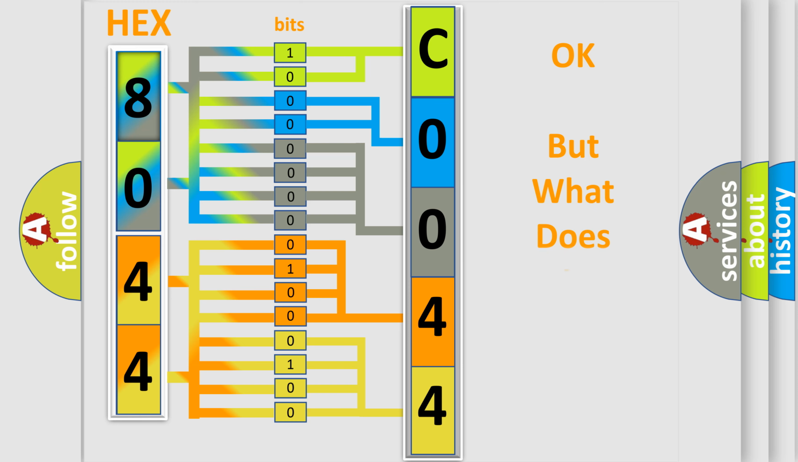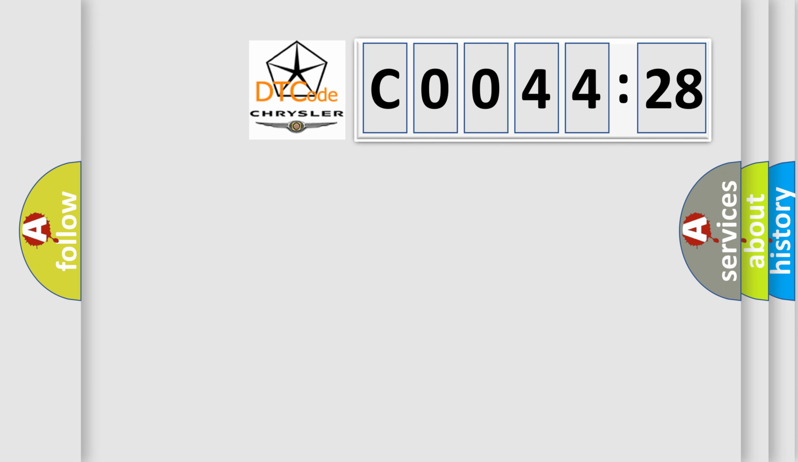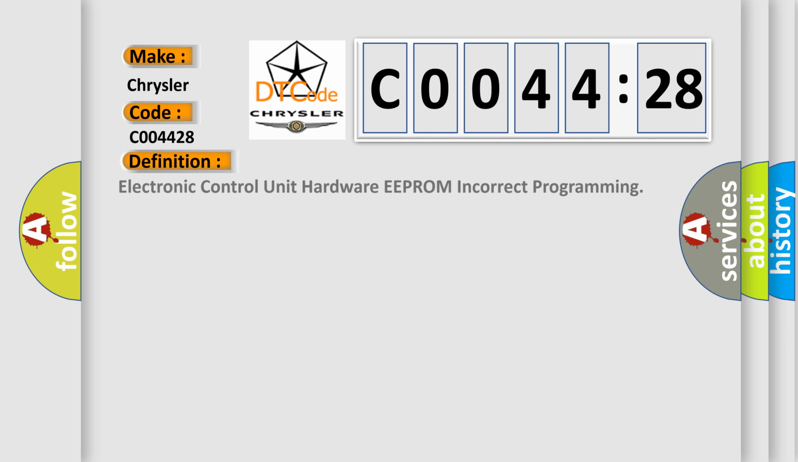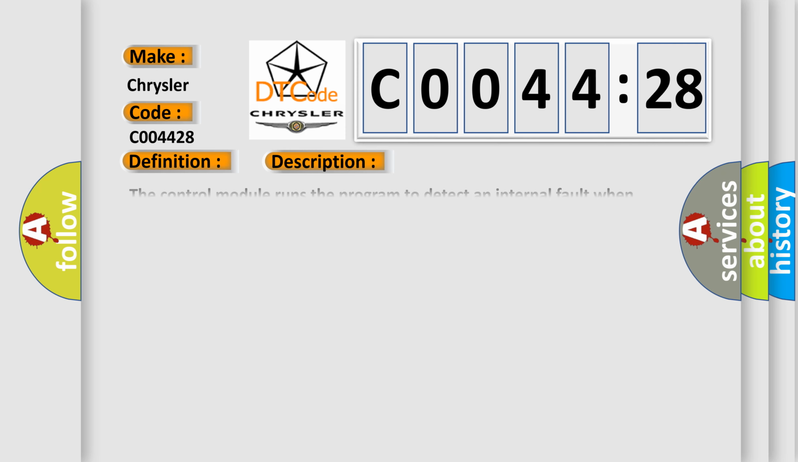The number itself does not make sense to us if we cannot assign information about what it actually expresses. So, what does the Diagnostic Trouble Code S.r.o.the interpret specifically for Chrysler car manufacturers? The basic definition is Electronic Control Unit Hardware EEPROM incorrect programming. And now this is a short description of this DTC code.